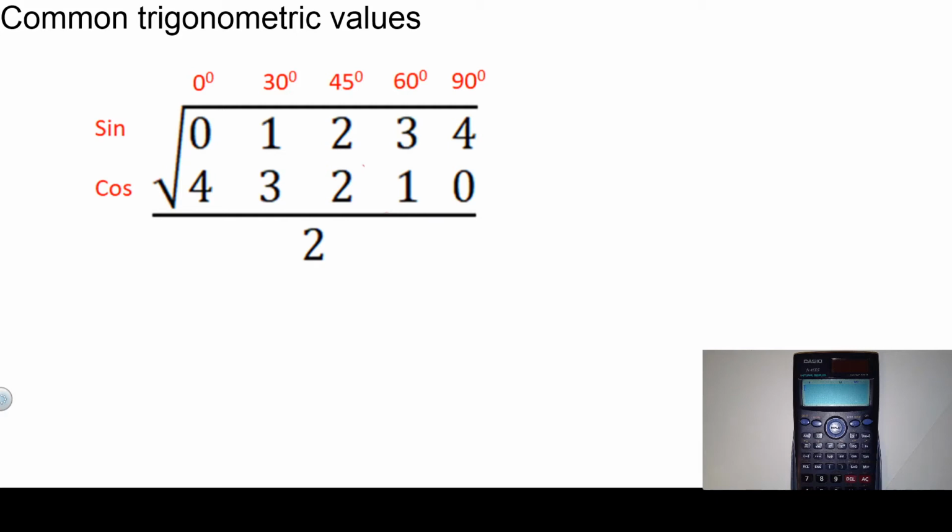In this video I will show you how to find things like sine of 0, sine of 30, sine 45, sine 60, sine 90, and likewise cos of those numbers that I've just mentioned. Let me just get you to focus on this diagram that I've got here. I've got a square root symbol here, and this one is over 2.